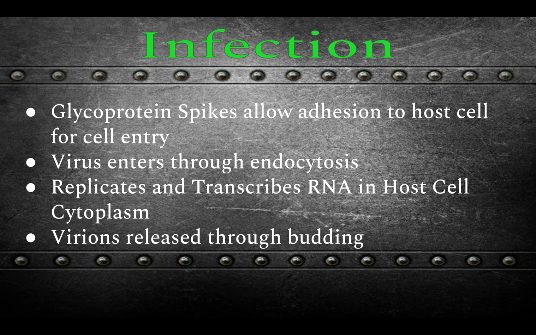The viruses infect host cells by adhering to the outside of the host cell by the use of the glycoprotein spikes on the virion surface. The virus particles then enter the cell through endocytosis. Once inside, the virus copies and transcribes its viral RNA in the cytoplasm of the host cell. Once the virus has finished replication and transcription, the virions are released from the cell through the process of budding.